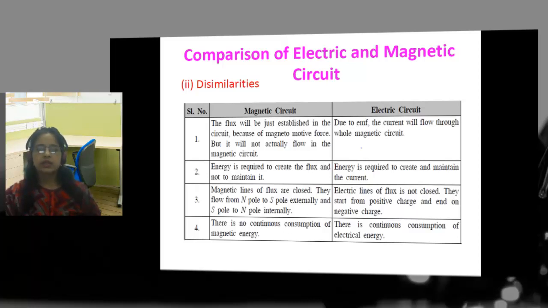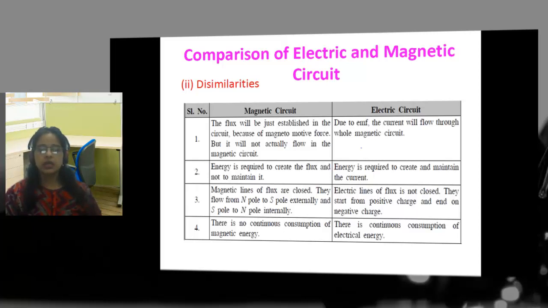Energy is required to create the flux and not to maintain it. Once the flux is created, energy is required just to create the flux and not to maintain it. But energy is required to create and maintain the current. To maintain the flow of current, energy is required for production as well as to maintain the flow. Okay, so this is dissimilarity between magnetic and electric circuit.